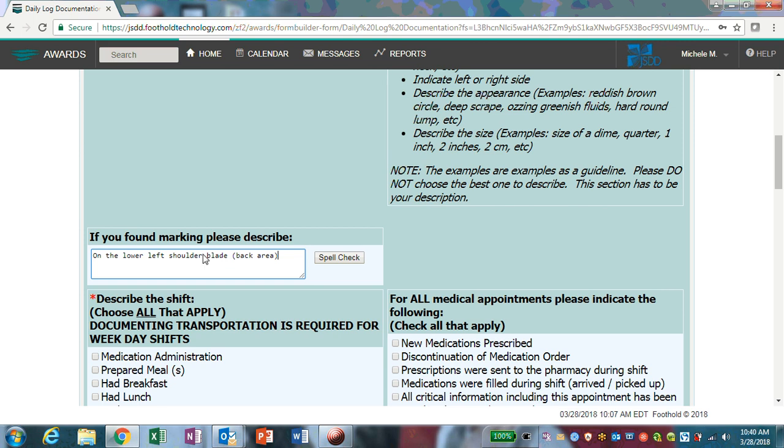So I'm looking at the shoulder blade, and I should be seeing something towards the bottom of that shoulder blade. It's the back area, to further confirm that I mean the back, not the front. And I'm indicating it's the lower part. So if I start seeing something on the upper part of the shoulder, I know that either it's been an additional body skin mark or that it's progressed. But for today, on the lower left shoulder blade, back area, okay, now I need to describe the appearance.